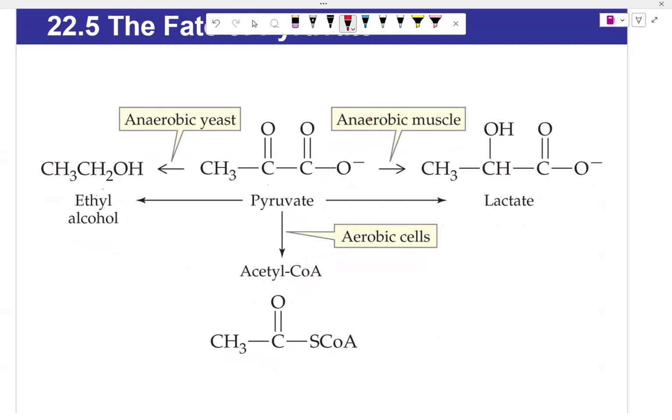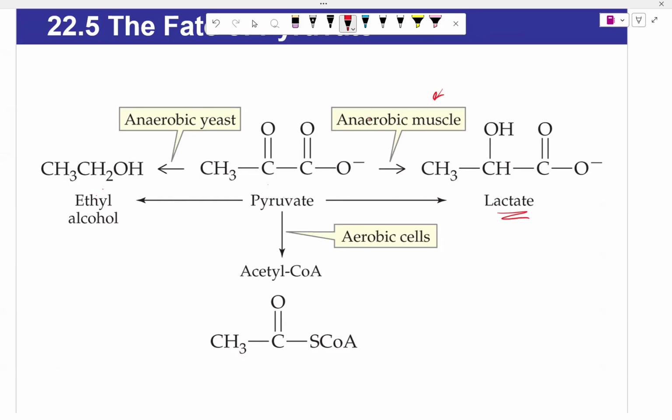Pyruvate converts to lactate. Notice anaerobic muscles. What happens when you're exercising? What happens to your muscle after a while? It starts to hurt, doesn't it? That's because you're not getting enough oxygen to that muscle. And we're under anaerobic conditions, so we produce lactate or lactic acid, and that's what hurts in your muscle, the lactic acid.